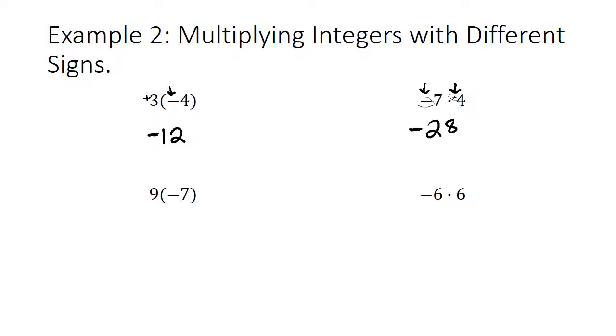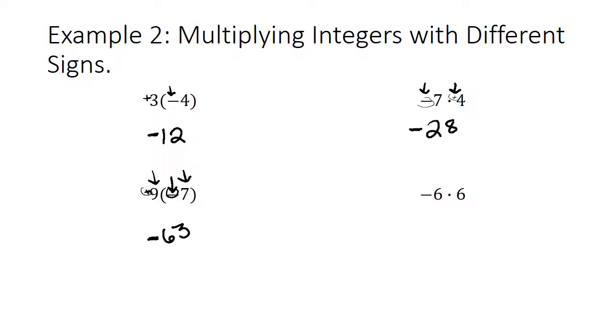Then again, over here, we can treat it like normal multiplication. 9 times by 7 is going to give us 63. We can see that this is a negative and this is a positive, so they have different signs, which means that this is going to be a negative 63.